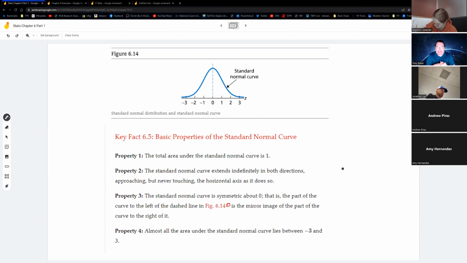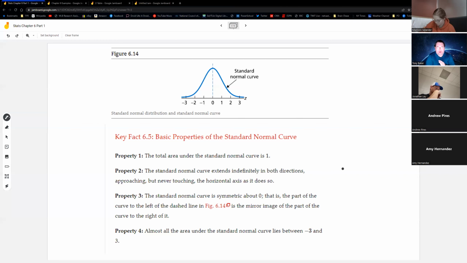The standard normal curve extends indefinitely in both directions, so it is never going to hit 0. No matter how far away you go from the mean, it's going to get really, really close to 0, but it never actually hits 0.